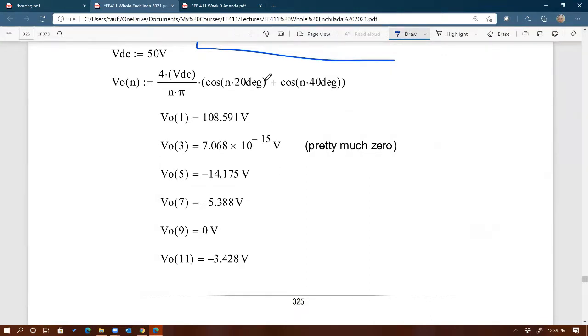By plugging in n equals 1, that's going to be 108.591, and so on and so forth. You can see for those angles, 20 and 40 degrees, the third harmonic is practically 0, and then the 9th is also 0, right? But the other ones are not. All right.